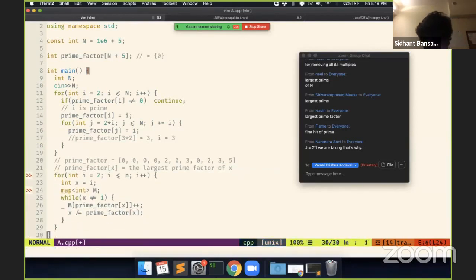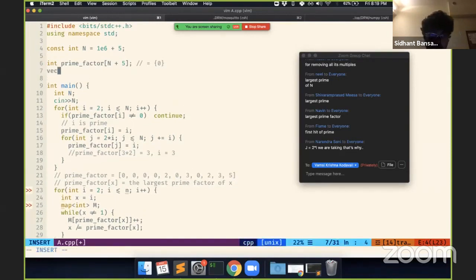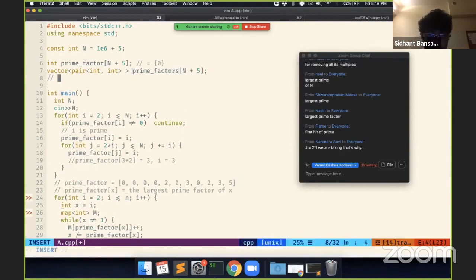Okay, I didn't motivate my code enough. So let me motivate it. What we want is to fill the structure: vector of pair of int, prime factors, n plus 5. What prime factors of 10 should store is, let me give an example, 45 is a good example. So this should store a vector whose first element is 3, 2, next element is 5, 1, and this is the entire vector. We want prime factors of 45 to store this.